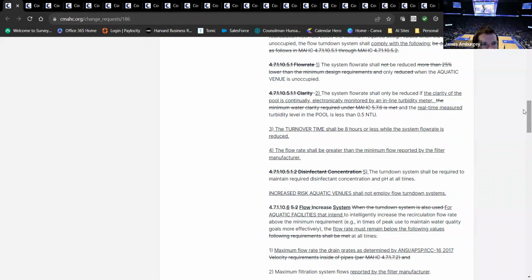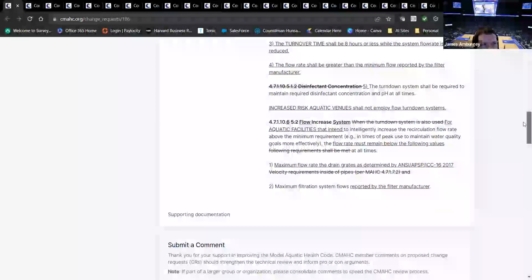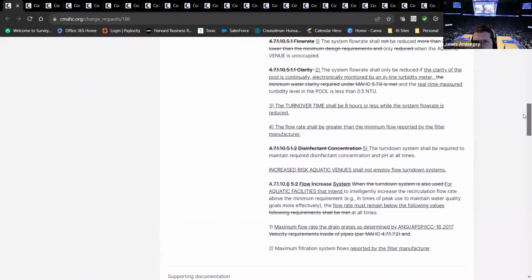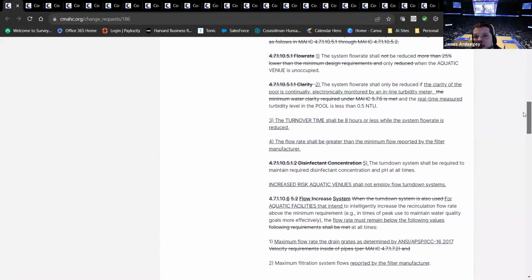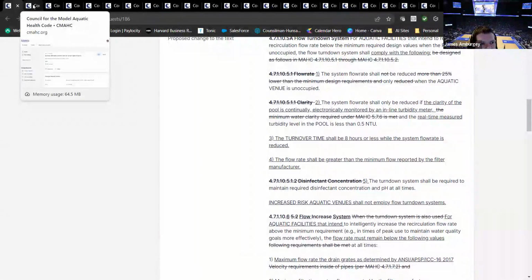And then something about the flow rate shall be greater than the minimum flow reported by the filter manufacturer. I'm not aware of any filter with a minimum flow. They all have a max flow, but I'm sure some of them might have a min, but I'm sure they all don't. So I think there's a lot of good reasons to not support either of these.